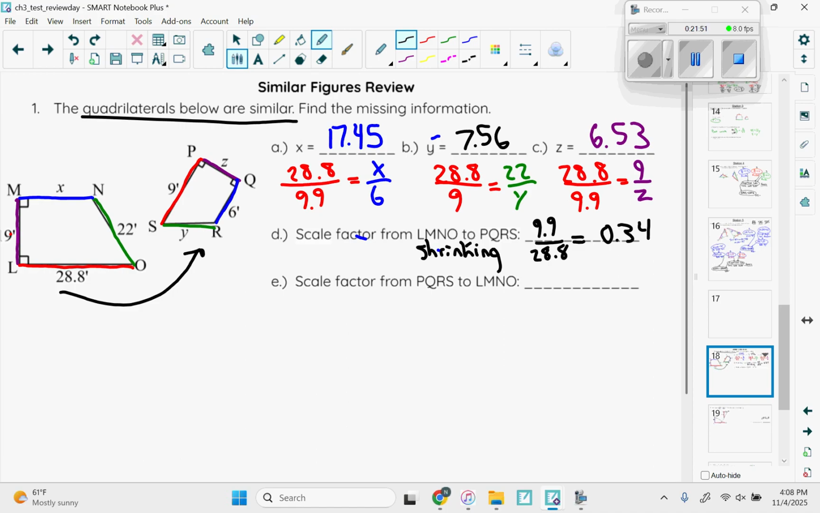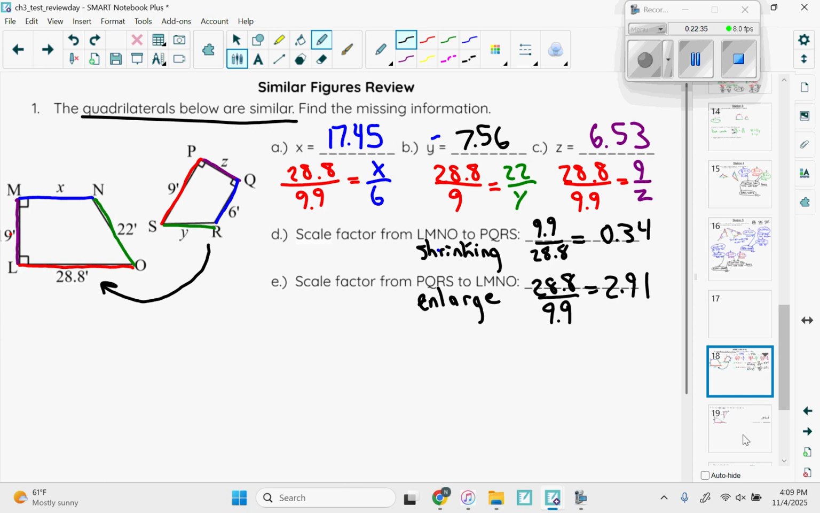If we want to go the other direction from our PQRS, the small trapezoid, to the big trapezoid, we want to enlarge it or dilate it to get it bigger. And we are going to use 28.8 over 9.9 to get that scale factor. And again, because the bigger number's on top, when we divide it, we're going to get a number greater than 1. We actually get a scale factor of 2.91. So if you want to shrink a shape, you need to have a scale factor less than 1. If you want to enlarge a shape, you have to have a scale factor greater than 1.